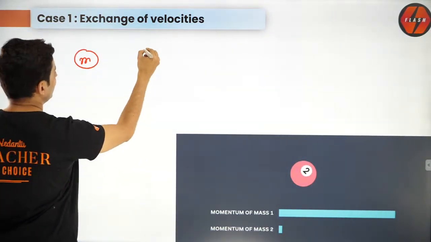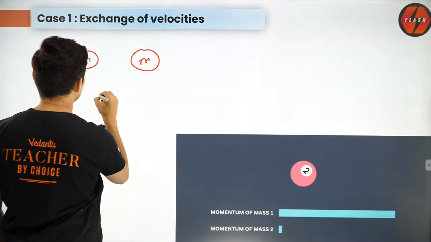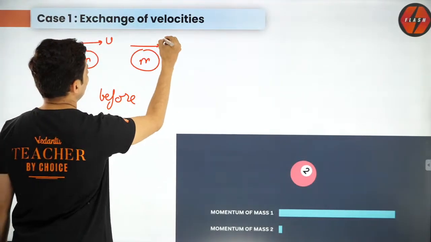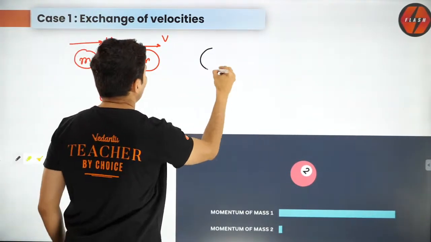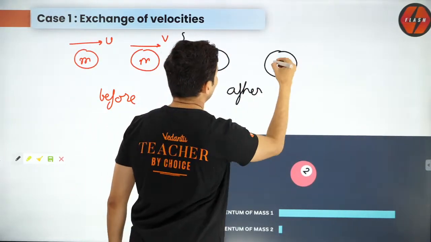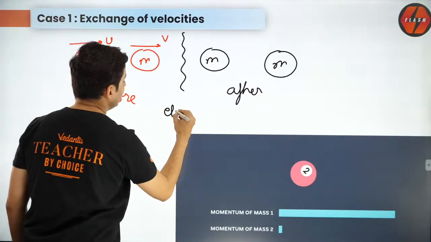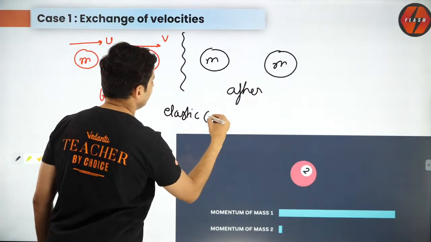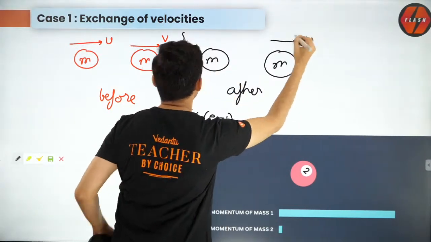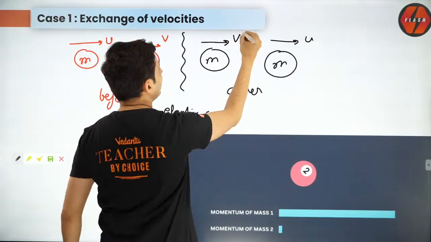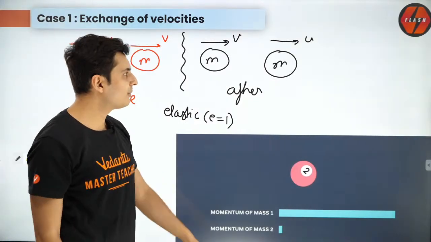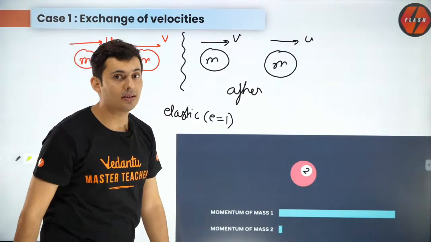When you have two masses, this is before, and this has velocity u, this has velocity v. Now, after the collision, this is after, if the collision is elastic in nature, that is e is equal to 1, then you will see this mass will get u and this mass will get v. So their velocities get interchanged. That is the most important property. Remember that. Only when e is 1, not otherwise.